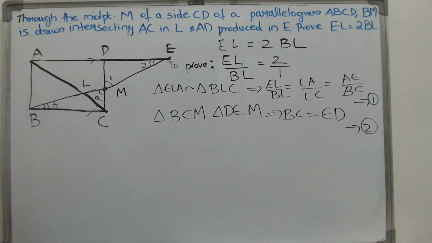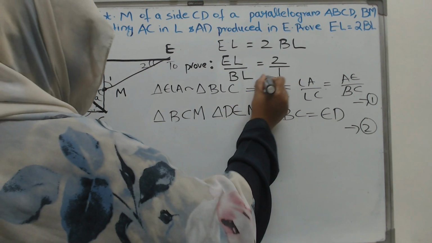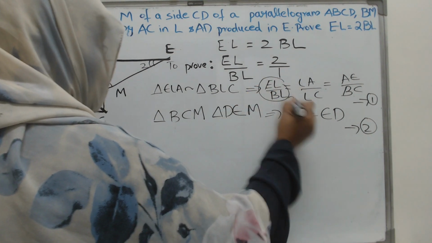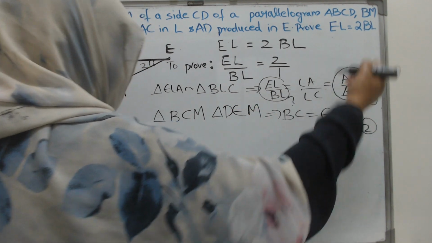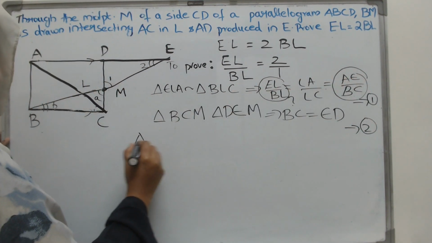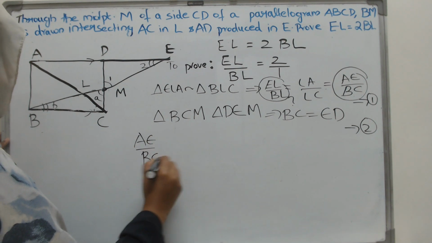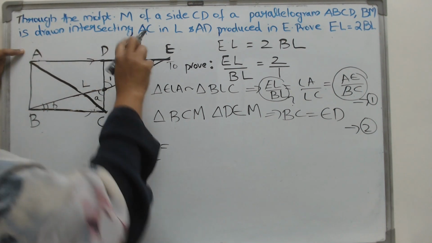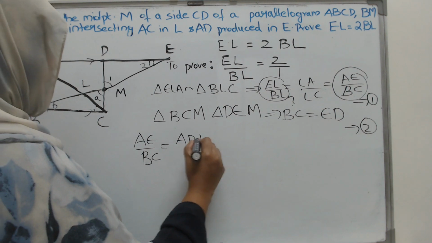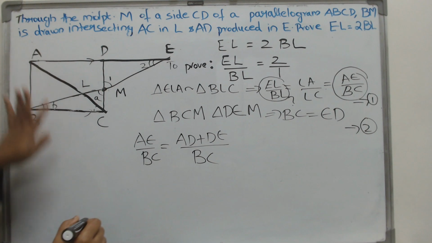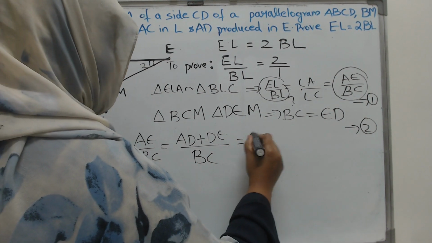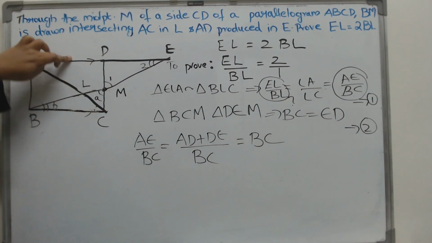Now how do we combine them? This is the value that we need to find. But then let us find the value of this one, and they will be equal, right? So what is AE by BC? Split AE, it is AD plus DE. Split it into AD plus DE. But then what is AD? AD is the same as BC. Substitute it with BC.